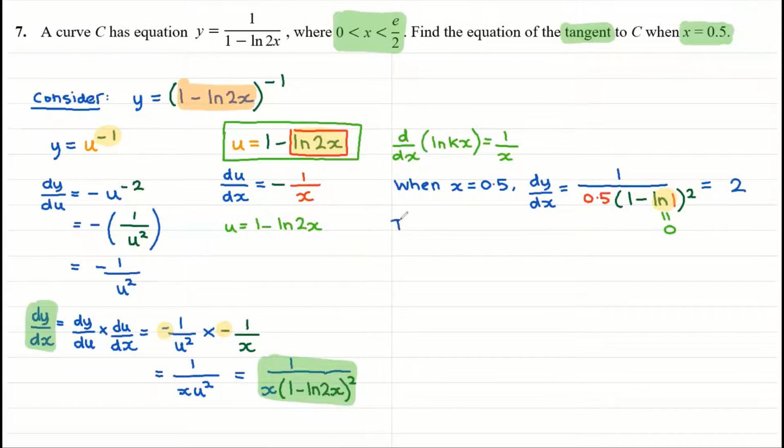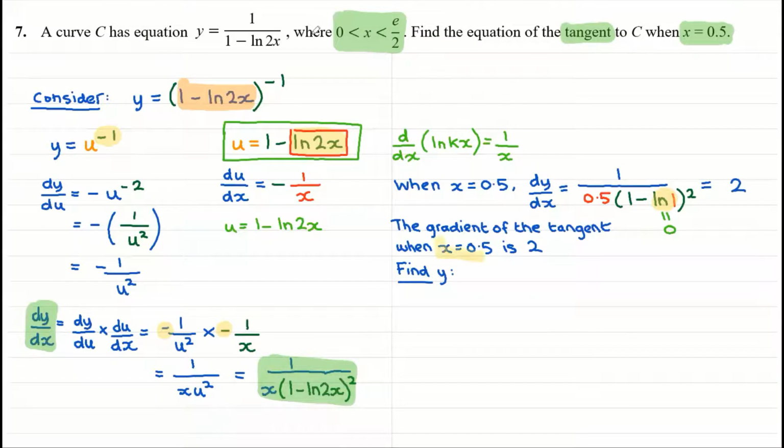So the gradient of the tangent when x equals 0.5 is 2. So we've got the gradient, we've got the x value, we just need the y value now. So find the y value. To do that, we just sub in the x value that we've been given. So x equals 0.5, sub that into our original equation.